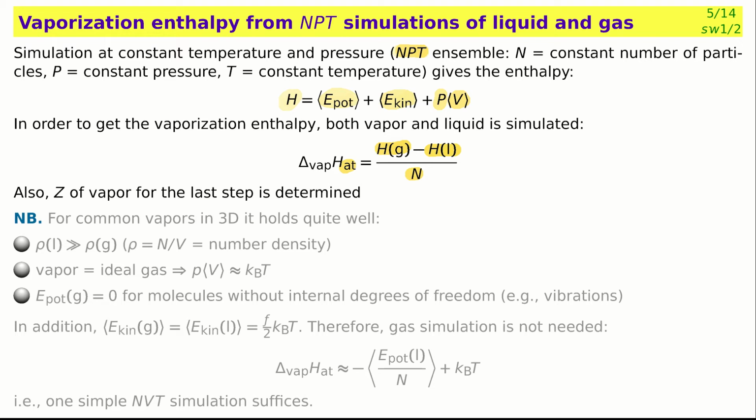In Monte Carlo, temperature is a parameter of the simulation, and the kinetic energy is calculated, and it is the same for both phases, because these phases are at the same temperature. So this term actually cancels out in this difference.